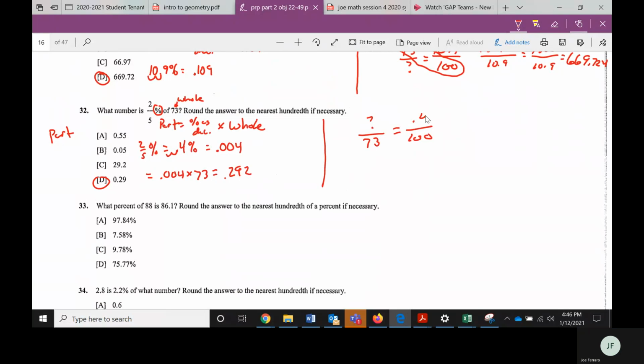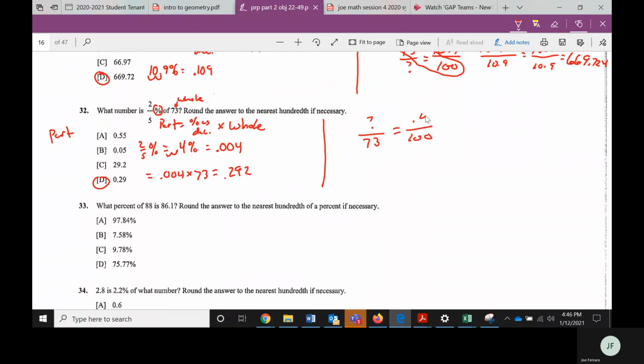Next one, 33. It says, right away, what percent, and then of 88, which is the whole, because it's after the word of, meaning this is the part. We know we're looking for percent because it asks what percent. So if we're looking for percent, we can get the percent as a decimal by taking the part divided by the whole. So the part, make sure you copy this correctly, is 86.1. The whole is 88. Again, if this is going too fast, pause it, rewind it, listen to it again.